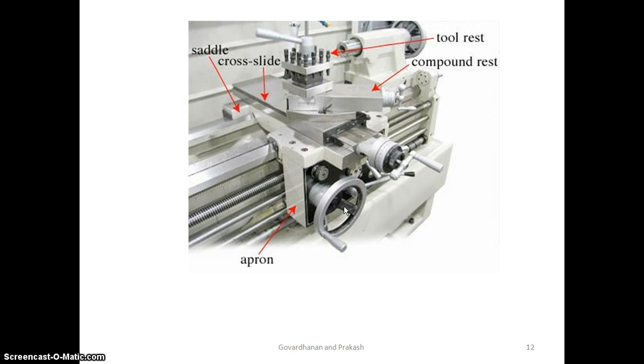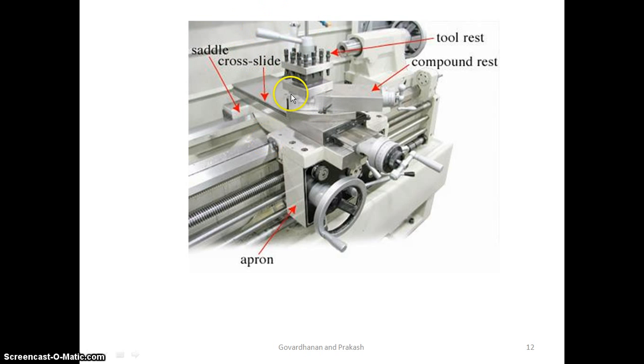Cross slide is positioned on the saddle and can be moved across by a cross feed handle. This is the cross feed handle, or by power feed by the use of the mechanism called apron mechanism. It is used to move the tool perpendicular to the axis of rotation.